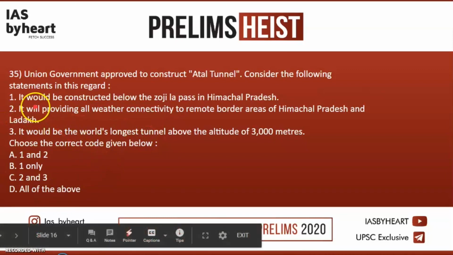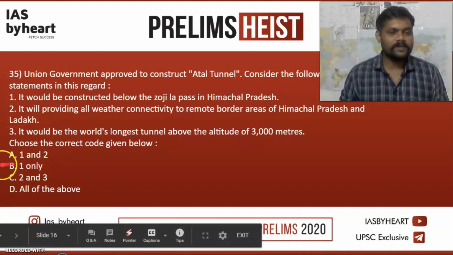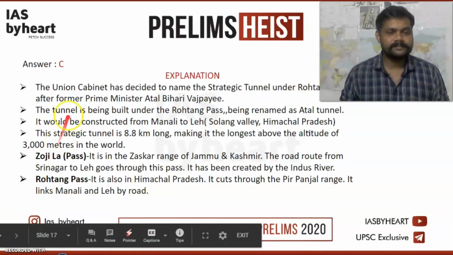See the first statement, it would be constructed below the Zojila Pass in Himachal Pradesh. No, this is a wrong statement, because it would be constructed below the Rohtang Pass in Himachal Pradesh. But the second and third statements are right. So our answer would be option C. So here is our explanation.